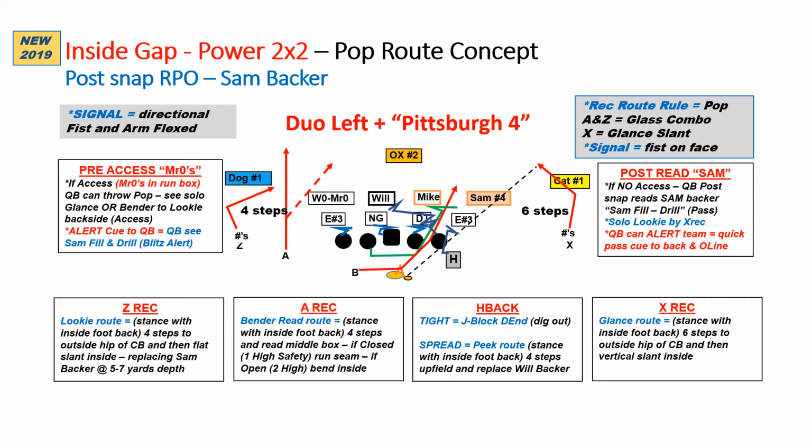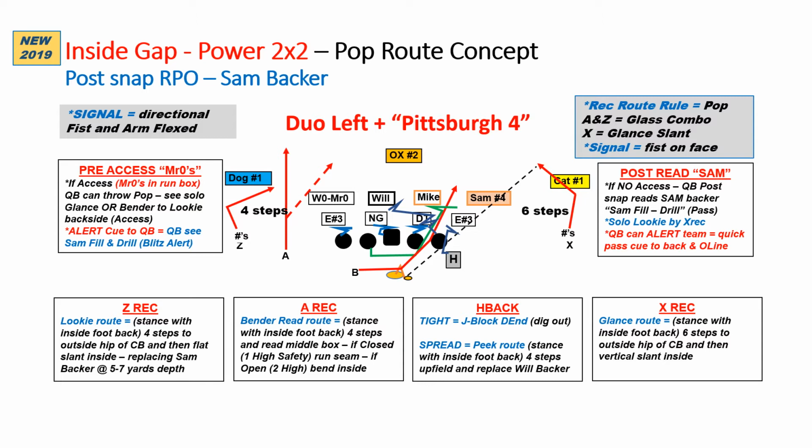The A is going to run a bender read. After 4 steps, he will basically go where the safety is not. So if the safety is in the middle, as the diagram shows, he'll stay right up the hash running a seam. If there is no safety in the middle of the field, then on this 4th step, he will bend to the middle and get inside and replace that open space.